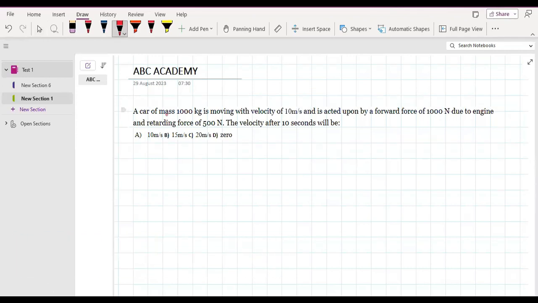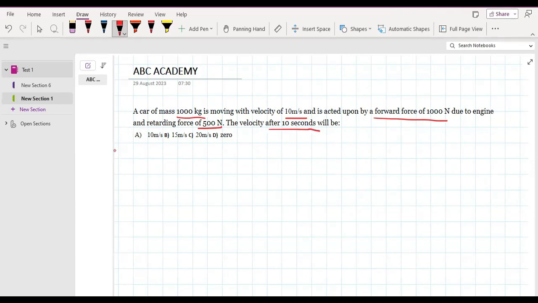A car of mass 1000 kg is moving with a velocity of 10 meter per second, acted upon by a forward force of 1000 Newton due to the engine and a retardation force of 500 Newton. This is due to friction. The velocity after 10 seconds will be, what will be the final velocity?